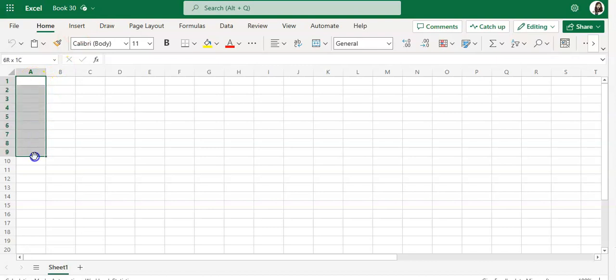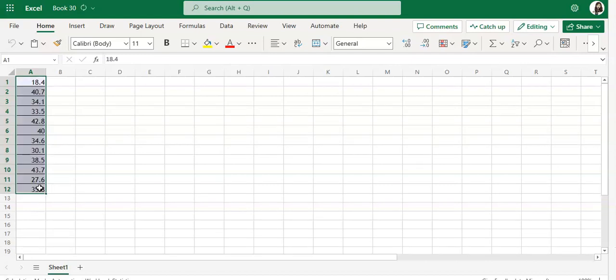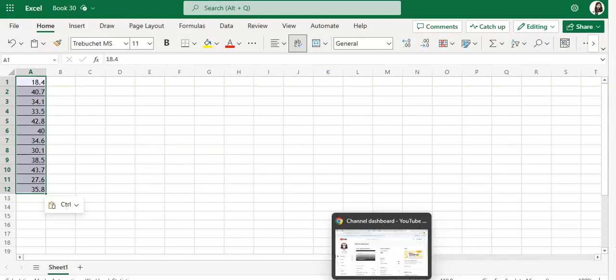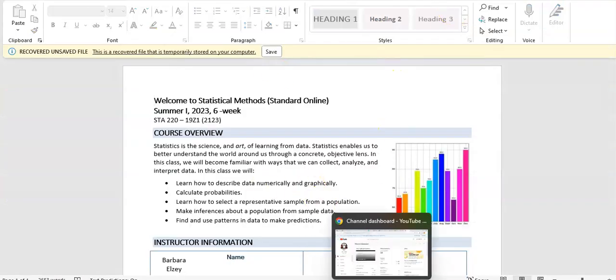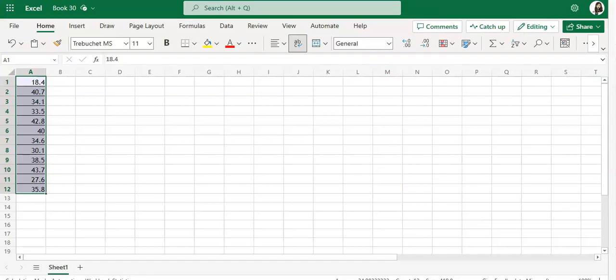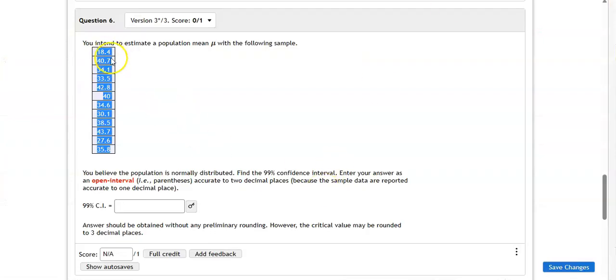I'll just paste it. I don't know exactly how many there were, so I'll make it a little bit bigger. Hopefully there were just 12 of them. Let me just make sure I got all of them. We'll go back to my open math. Were there just 12? 1, 2, 3, 4, 5, 6, 7, 8, 9, 10, 11, 12. Yes, 35.8 is the last one. So that's good. We've got it all.